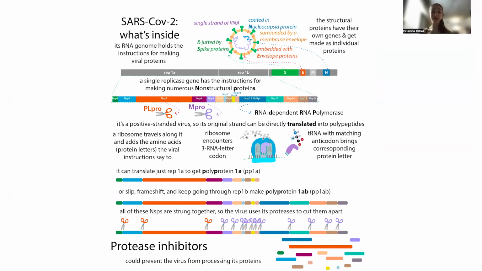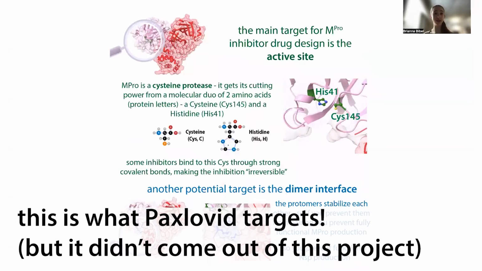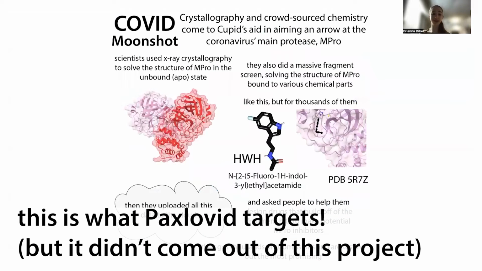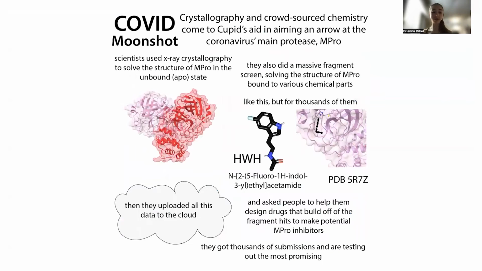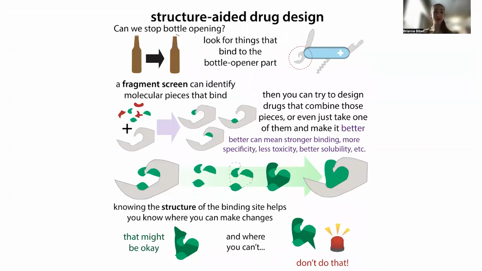some drug design campaigns. And so there was this thing called the COVID moonshot, where they started with a fragment screen. So you take a lot of little pieces and you use crystallography to solve the structure of these little pieces bound to the active site of this protease. And then they could build off of those little parts that hit in order to make full molecules. So those were just a few examples of how structural biology can come into play.